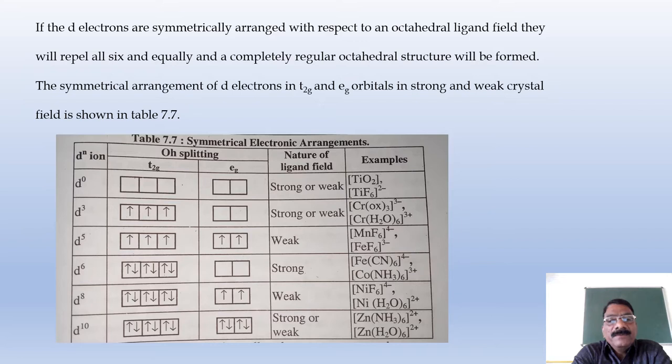It shows the symmetry. For that we have the examples of regular octahedral complexes for the d0 system, d3 system, d5 system, d6 system in strong field, d8 system and d10 system. Thus, with these configurations we have the symmetry and we have regular octahedral complexes. But other than these, if there is irregular or unsymmetrical filling of electrons, then that results in distortion, and we are going to see that distortion.